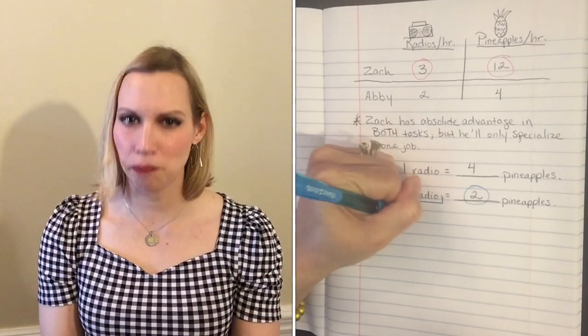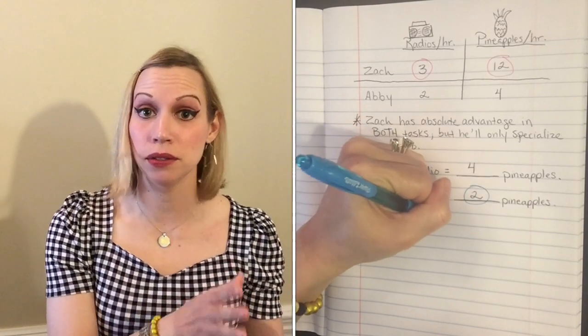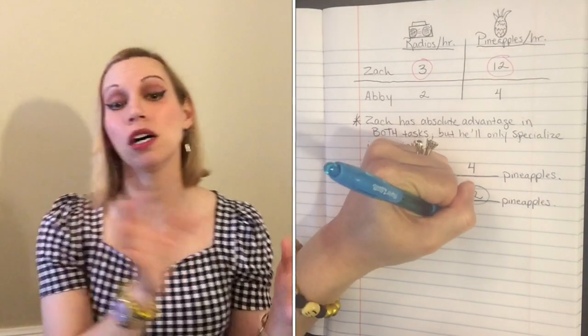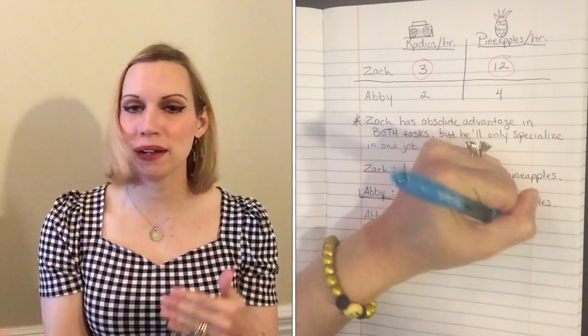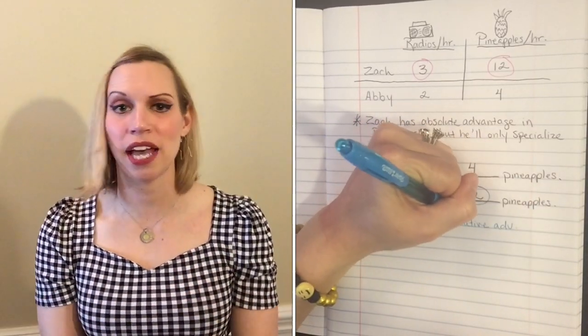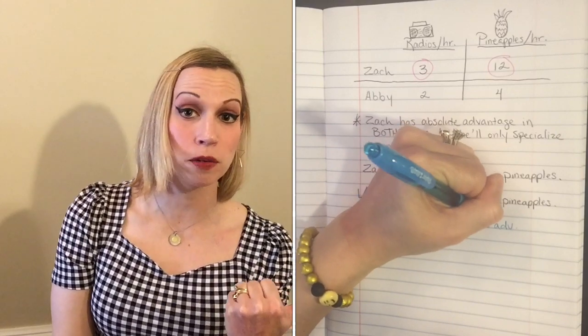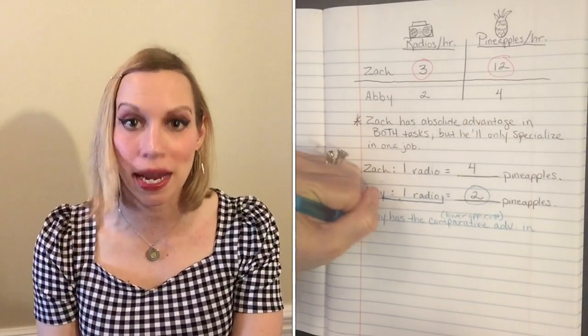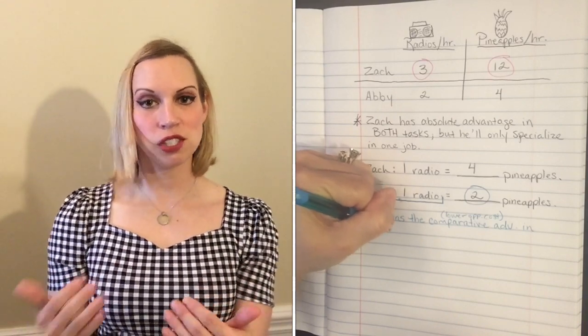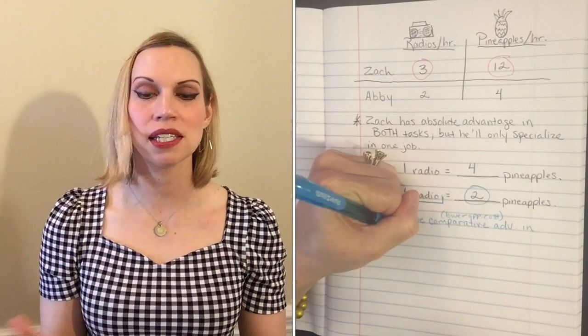Now, if Abby has the comparative advantage in radios, if she has the lower opportunity cost when she makes radios, then that means that Zach is automatically going to be specializing in the other tasks. So if Abby's going to specialize and make radios, then we know that Zach is going to specialize in collecting pineapples. And so that tells us where their comparative advantage lies.